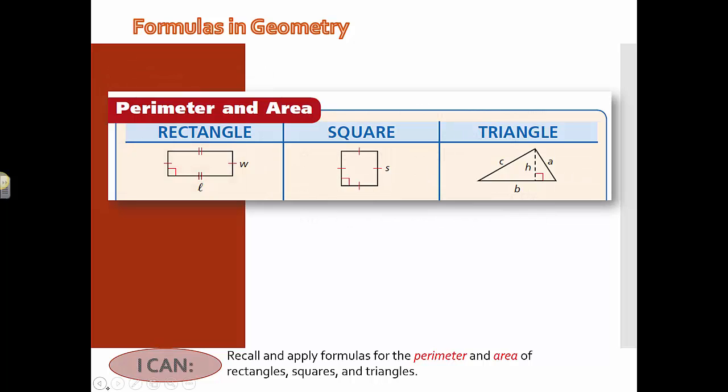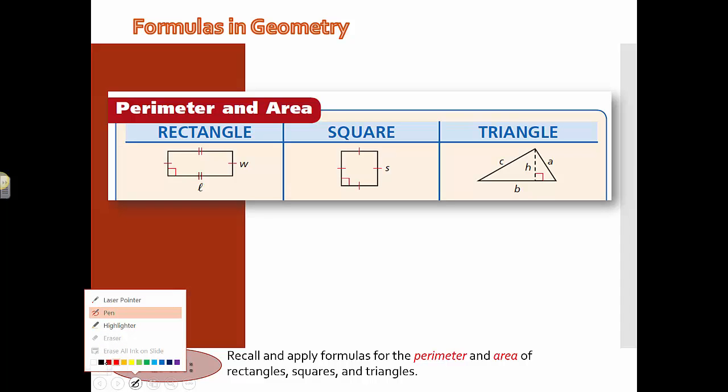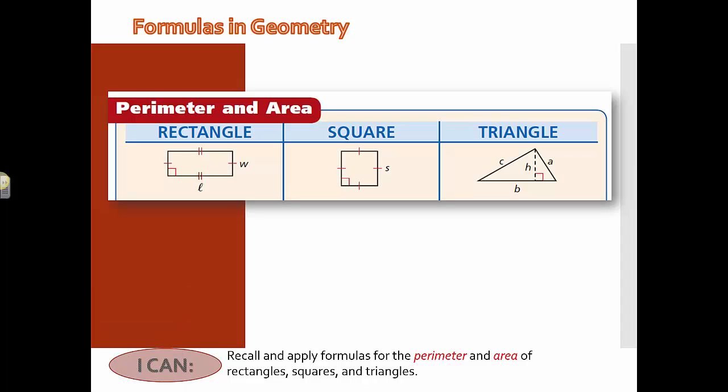So because we want to recall and apply formulas for the perimeter and area of a rectangle, square, and a triangle, we first need to look at these particular shapes and see what those formulas are and how they were developed. So for the perimeter of a rectangle, let me get my black pen, I do have it.